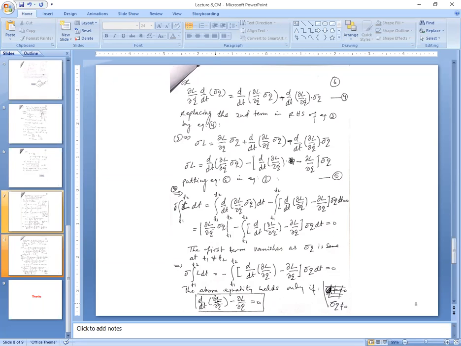d by dt of curly L over curly q dot minus curly L over curly q is equal to 0. So we have derived the Lagrangian equation of motion, where L is the Lagrangian function, which is equal to T minus U, and it can be used for different physical problems.